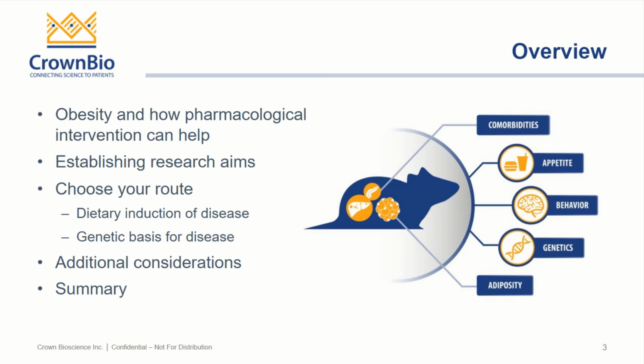Today's webinar is going to serve as a broad level overview of factors you should consider when you're trying to pick an appropriate preclinical rodent model for studying obesity and its treatments. I'm going to structure the presentation as follows. I'll present an overview of trends in obesity and associated illness and the role of pharmacological intervention. I'll discuss figuring out what your study's aims should be. I'll introduce you to commonly used rodent models, including induction of obesity through dietary means, as well as obesity resulting from genetic predispositions. And I'll present additional considerations you may have for study design.